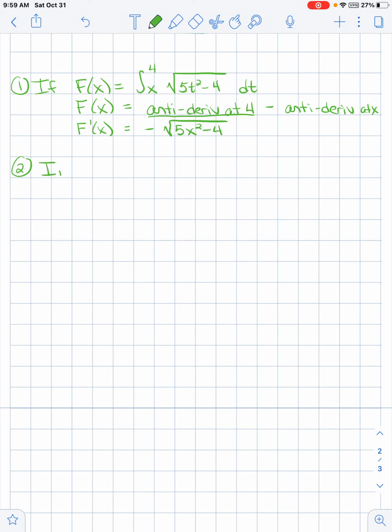We're going to have to really be careful on this one. If f of x equals, just say we're going to go from 3 to x squared now, and let's stick with cosine t dt. I want to give you a moment. I want you to find f prime of x, please. Do it all out the hard way. Pause and go do it.